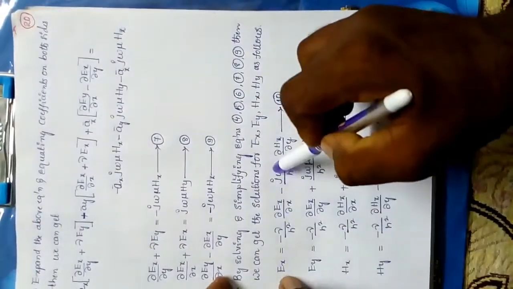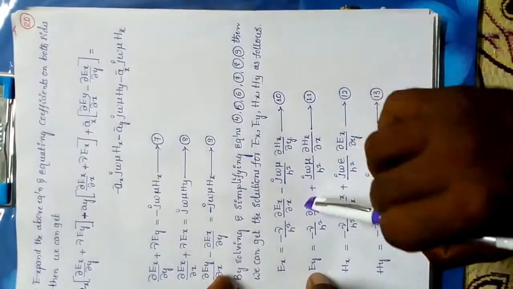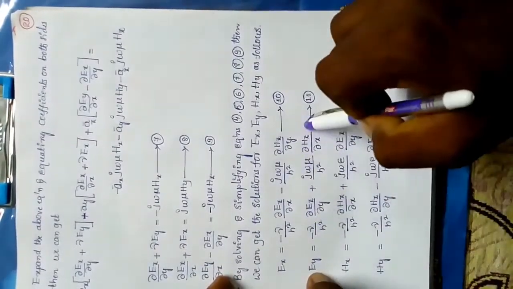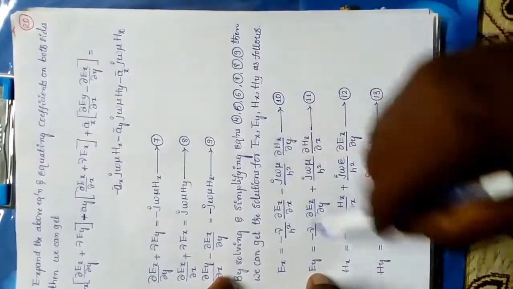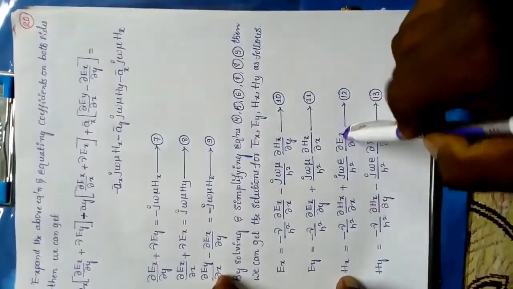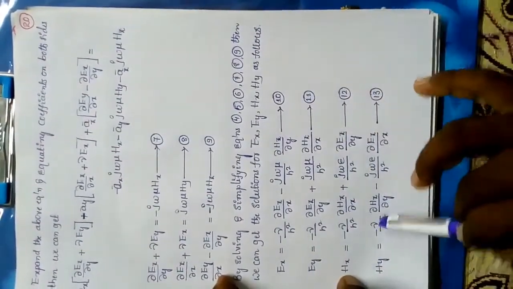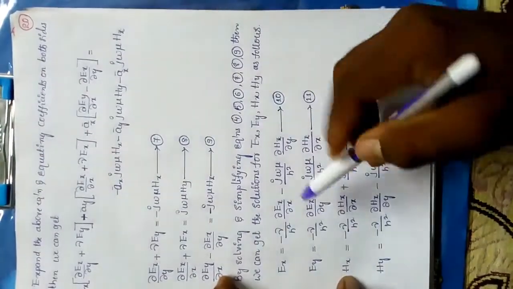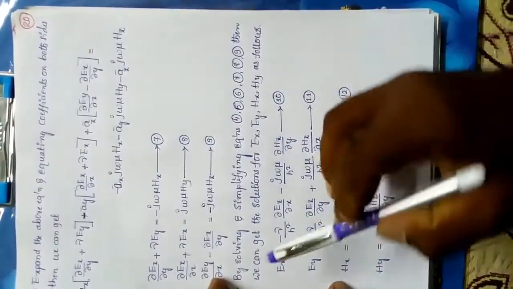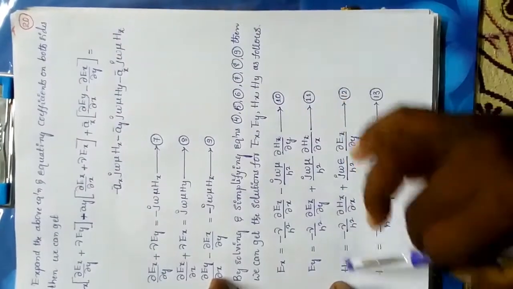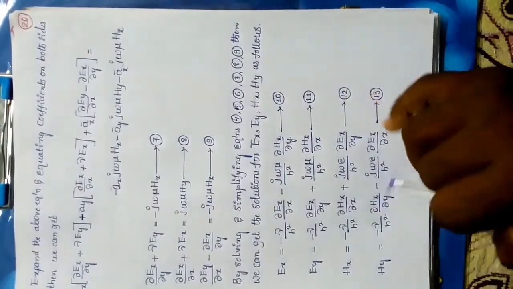So Ex equals 0. Next Ey: in place of Ez and Hz, simply substitute 0. So 0 plus 0 is equal to 0. Hx: here also 0, here also 0, so totally 0. So what are we getting? Finally Ex is equal to 0, Ey is equal to 0, Hx is equal to 0, Hy is equal to 0.